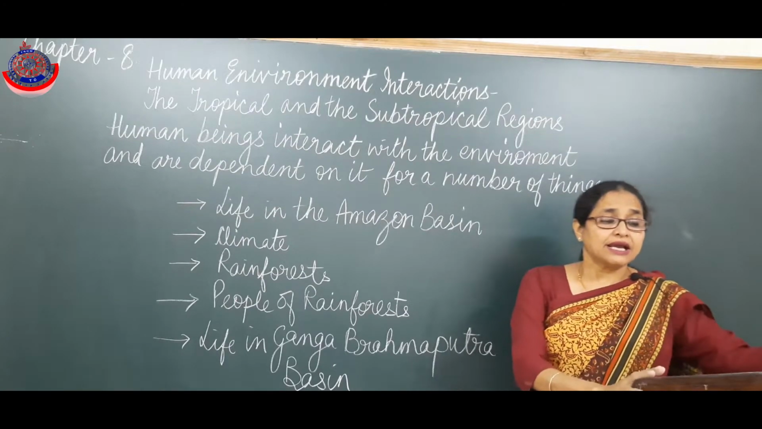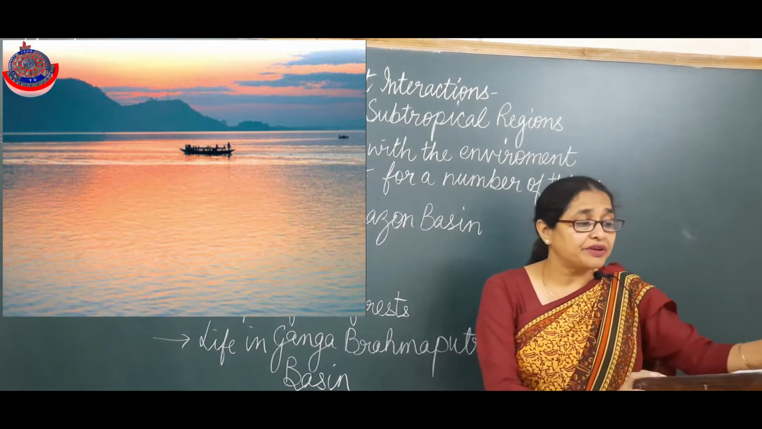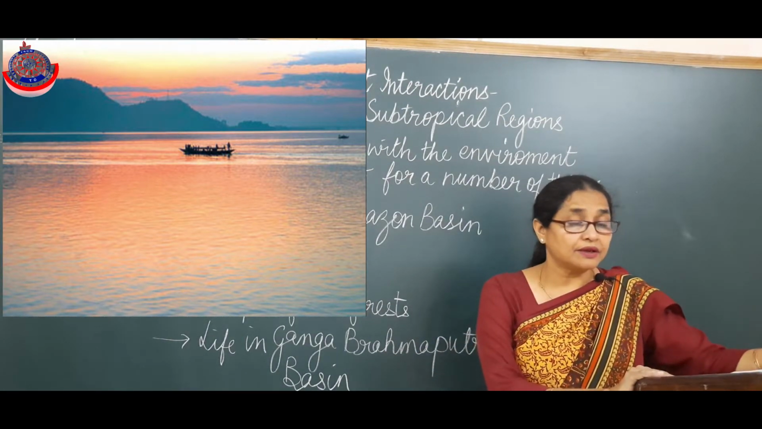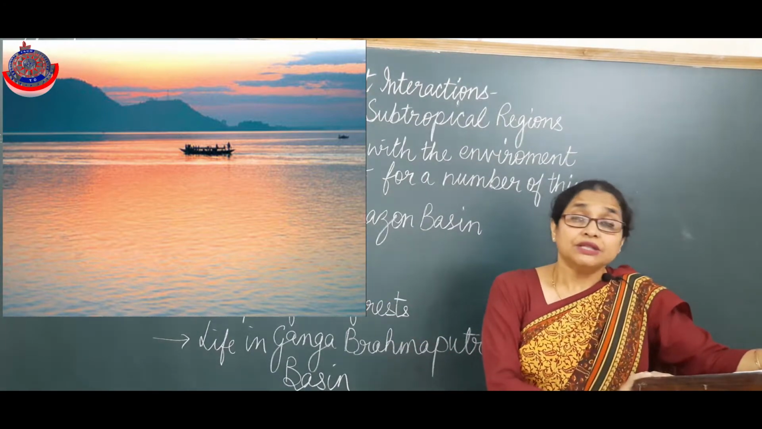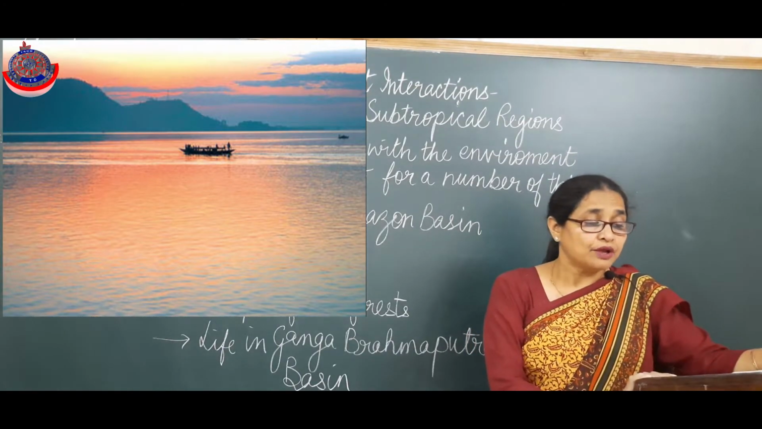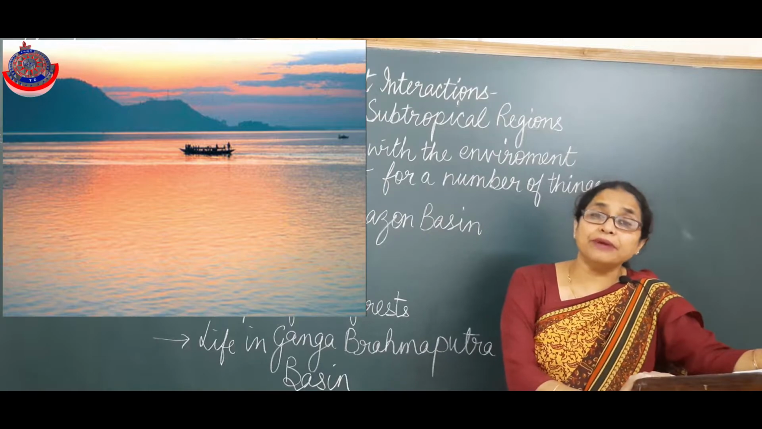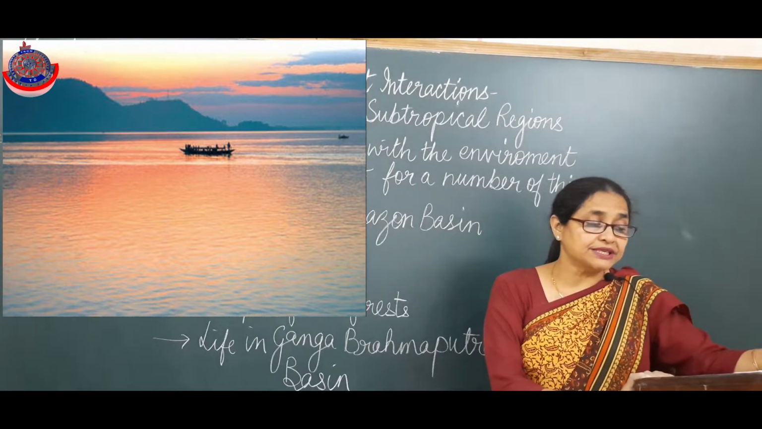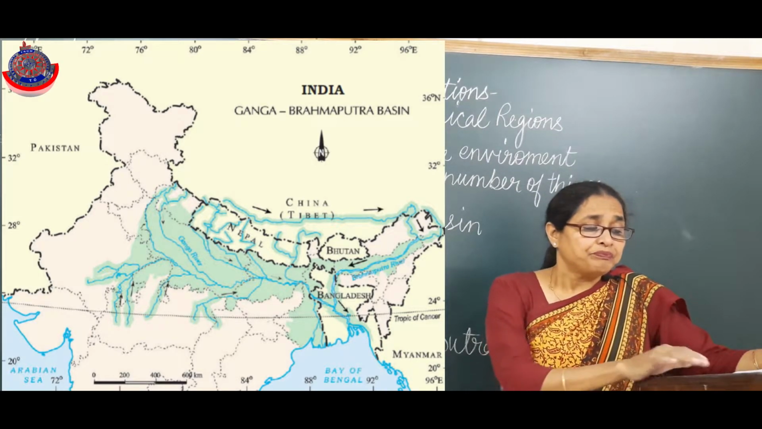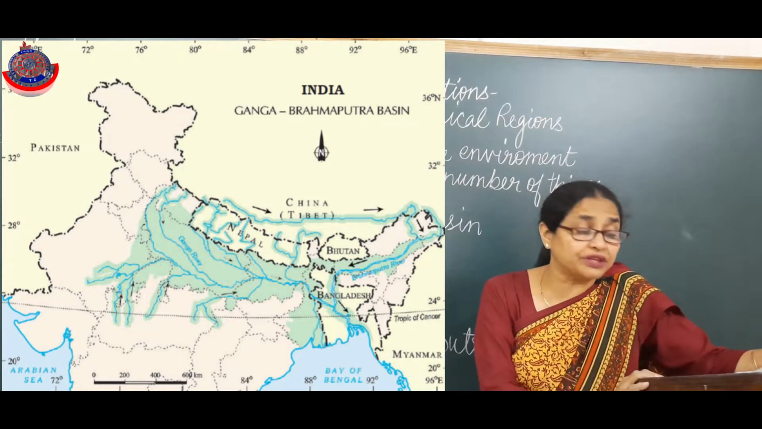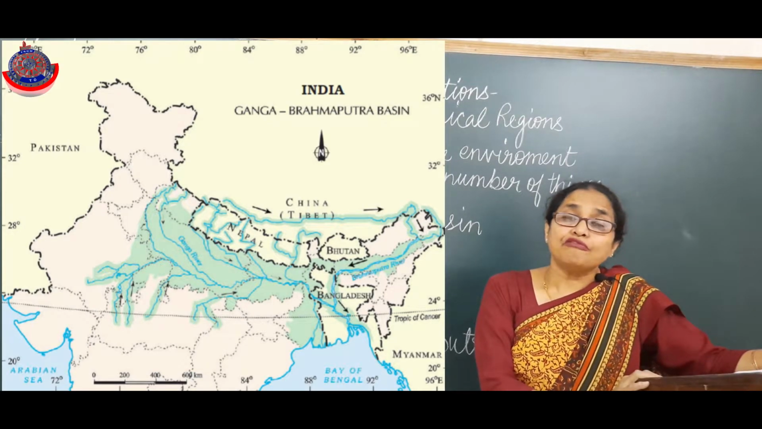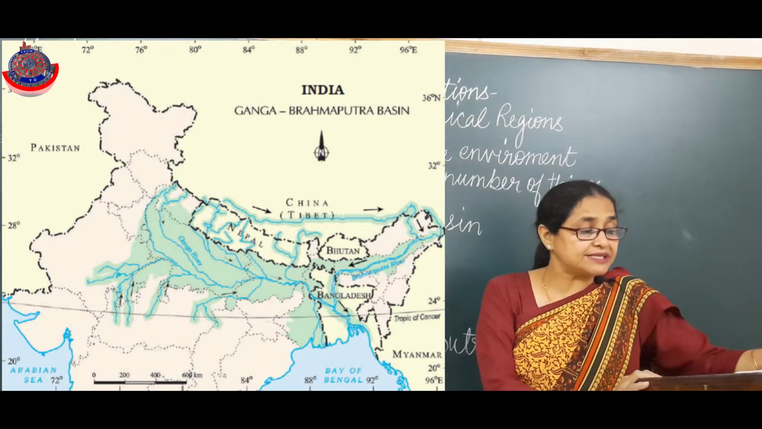Now, after this, coming over to life in the Ganga and Brahmaputra basin, way back in India. The tributaries of Ganga and Brahmaputra together form the Ganga-Brahmaputra basin in the Indian continent. The plains of the Ganga and the Brahmaputra, the mountains and the foothills of the Himalayas and the Sundarban Delta are the main features of this basin.